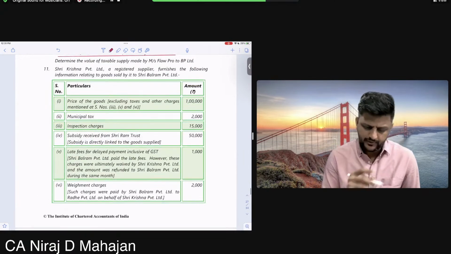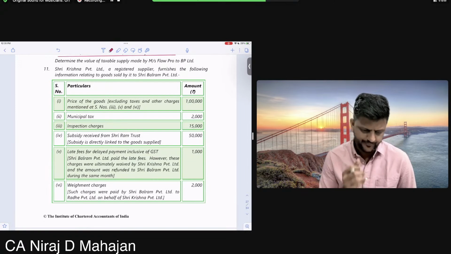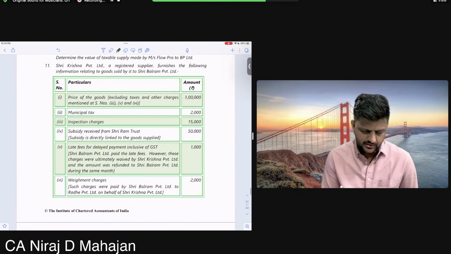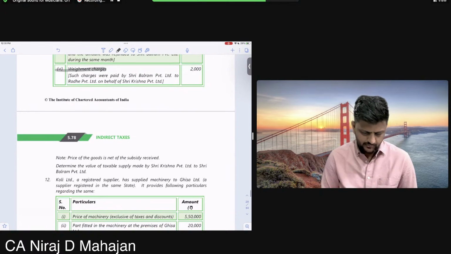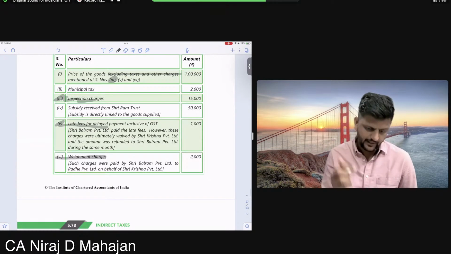Question 11. Sri Krishna Private Limited, a registered supplier, furnishes the following information relating to goods sold by it to Sri Balram. Price of goods, excluding taxes and other charges mentioned in 3, excluding 5. Late fees. 6. Payment. Price of goods net of subsidy. Okay, net of subsidy.